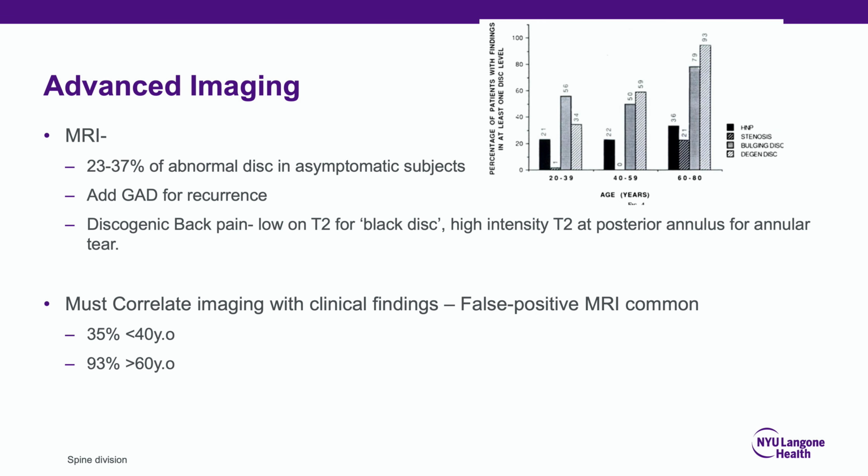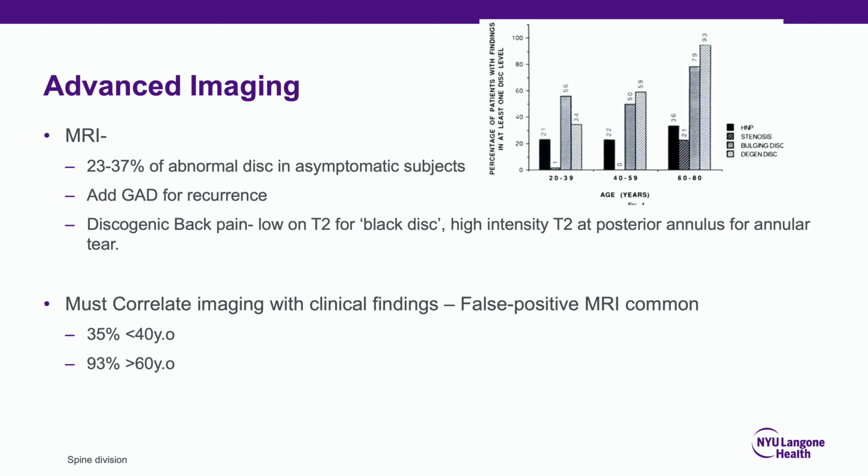When we do talk about advanced imaging, we have to remember that MRI has a high false positive rate, especially in advanced age. The graphs above were published by Bowden in 1990 in the JBJS. They show that in asymptomatic subjects, these are all asymptomatic, there's a high percentage of abnormal discs, especially in the older population.